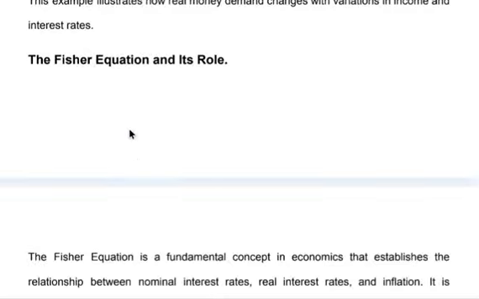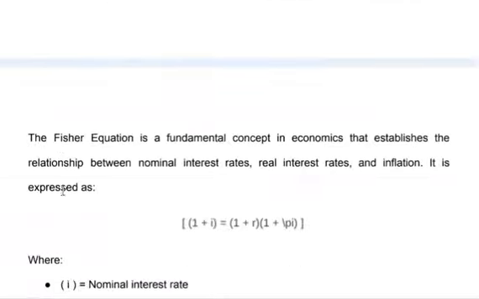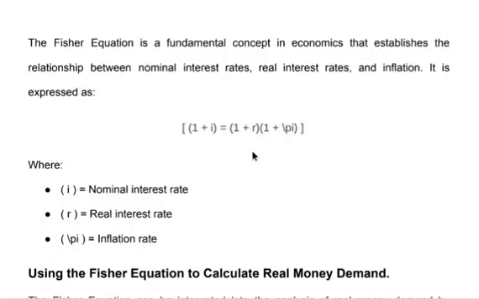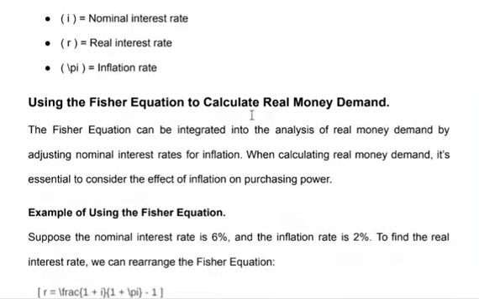The Fisher equation and its role. The Fisher equation is a fundamental concept in economics that establishes the relationship between nominal interest rates, real interest rates, and inflation. It is expressed as I = R + pi, where I equals nominal interest rate, R equals real interest rate, pi equals inflation rate. Using the Fisher equation to calculate real money demand.